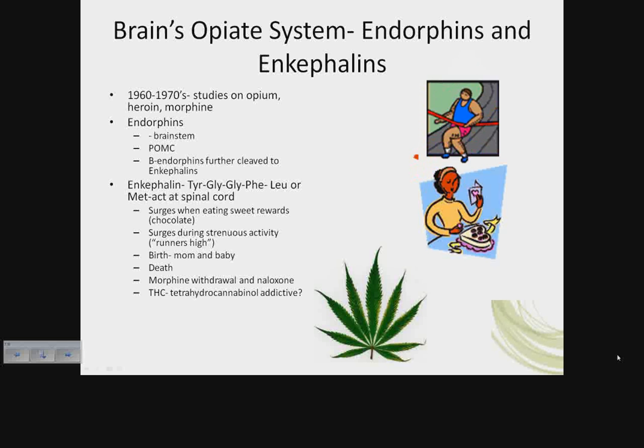Now, again, in addition to the runner's high and eating foods that give you comfort, we also see surges of these natural painkillers in both the mom and baby during birth, because for both it's painful. We see this occur in death as part of the reason why people, when they have near-death experiences, they'll tell you that they feel no pain even though Mr. Whitey, great white shark, bit off their leg.